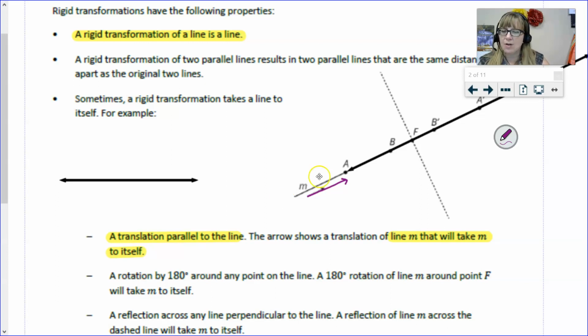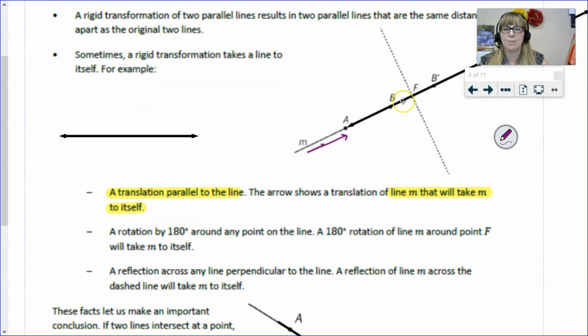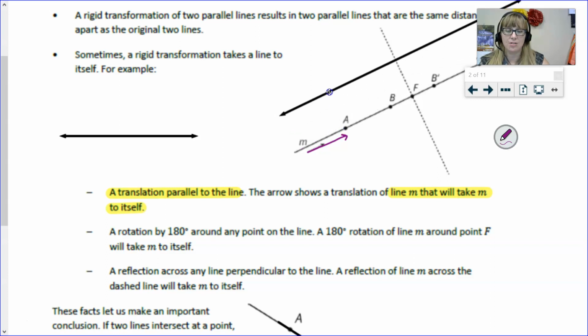Here's something else though, and this is not listed, but it is worth mentioning. If I translate this line in a direction that's not the same as the line, like going this direction, notice what happens. Those lines are parallel. That's going to be important for today's lesson.